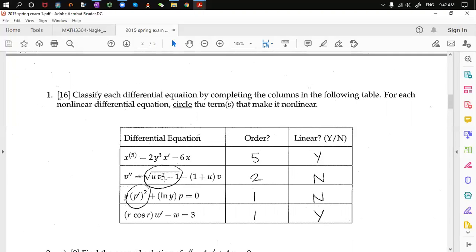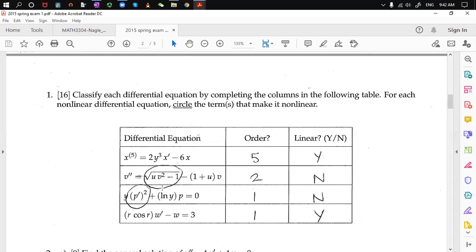Is it u in terms of v or v in terms of u? Anybody has an idea? Want to hear from you. Is it u in terms of v or v in terms of u? Anyone has an idea? V in terms of u. Yeah, it's v in terms of u, right? So for that you look at the highest derivative of v, that's 2. So that means this is a second order equation.